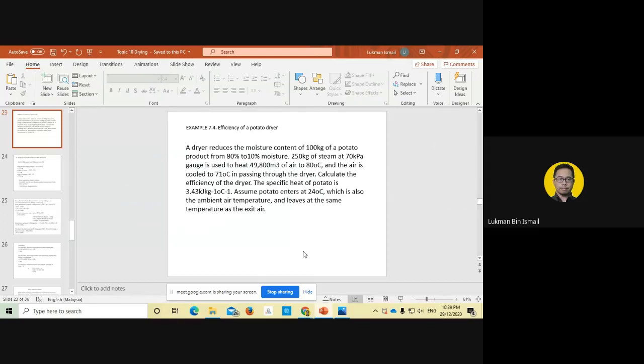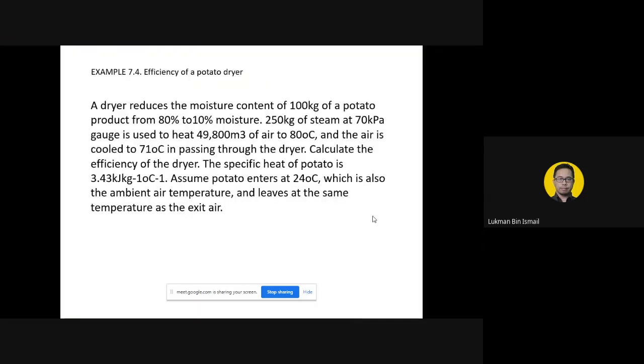Okay, let us continue with the example of the application for drying. I think we stopped last class with this example 7.4 from the textbook: efficiency of a potato dryer. How we can calculate the efficiency of a dryer, and in this example, the drying of food, which is potato.